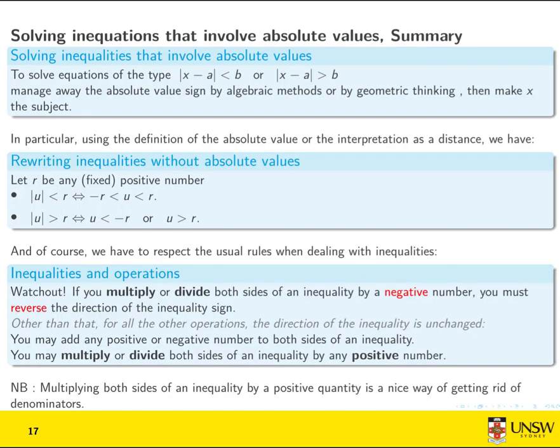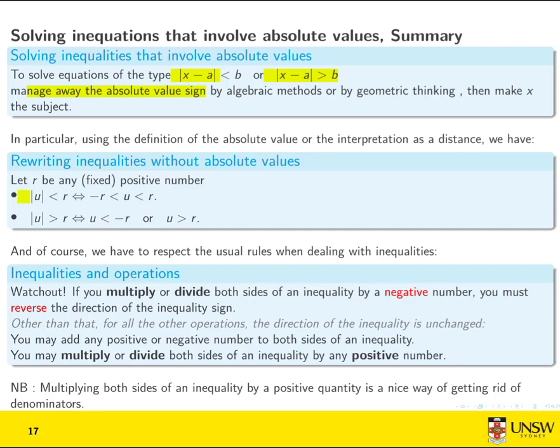Now this is just a recap of what we've done. Whenever we had some inequations like that, what we wanted to do is to get rid of the absolute value sign. We've done this using different methods. It could be algebra, it could be geometric. And once you got rid of the absolute value, you make x the subject. In particular, we've been using things like that.